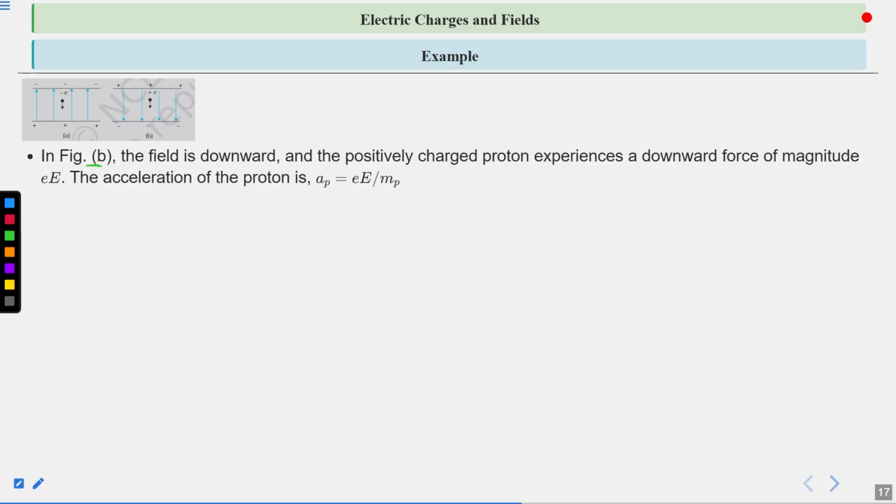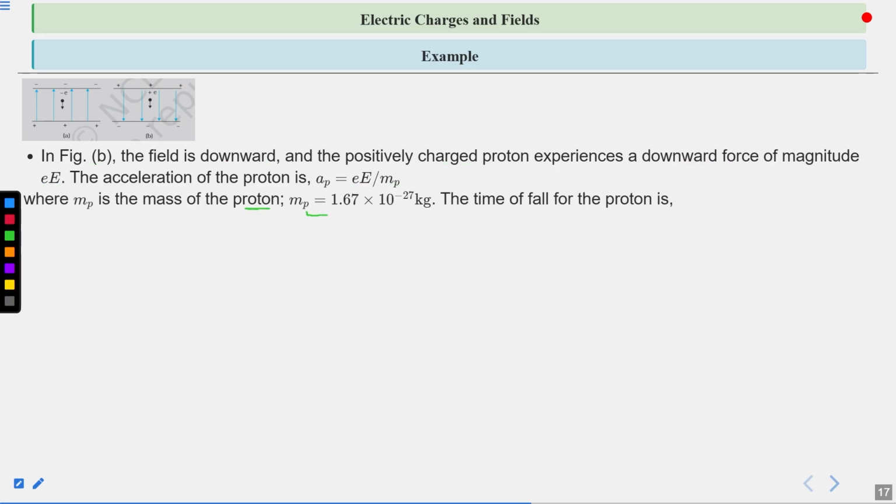In figure B, the field is downward. Look here, in figure B the direction of the field is downward, opposite of figure A. And the positively charged proton experiences a downward force of magnitude eE. The acceleration of the proton is eE divided by mp, where mp is the mass of the proton, so mp is equal to 1.67 × 10^-27 kg.